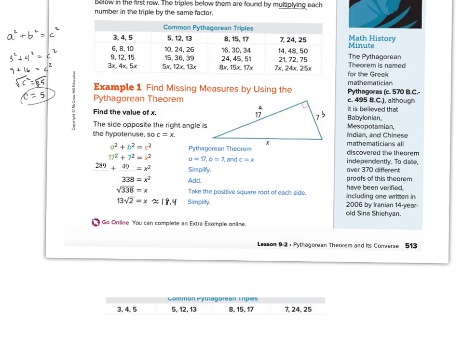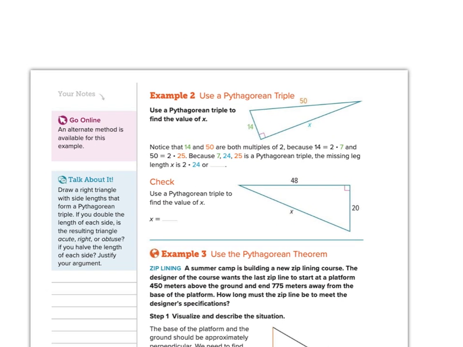3, 4, 5; 5, 12, 13; 8, 15, 17; 7, 24, 25. So looking at my Pythagorean triples, what they're hoping we can recognize is whether any of these are my triples. What do we know? The hypotenuse is always going to be the longest or greatest value, across from the right angle, which is 50. Then I could ask, are any of these factors of 50?